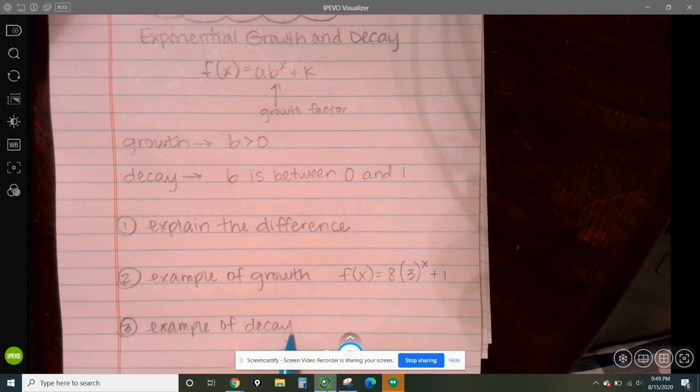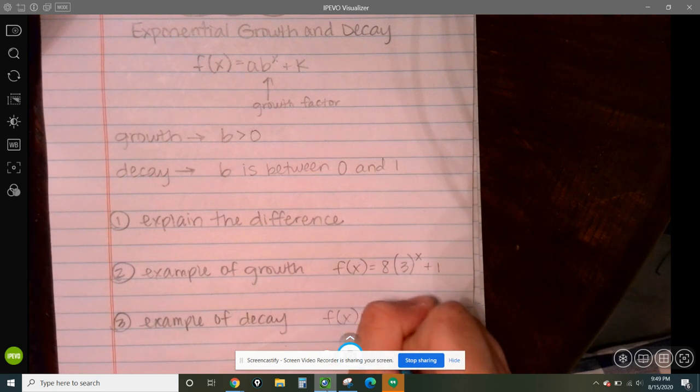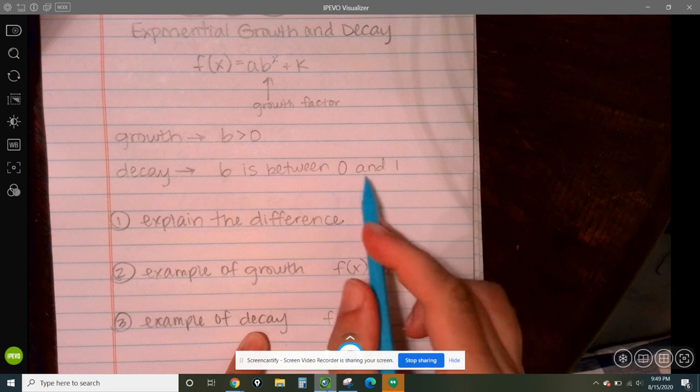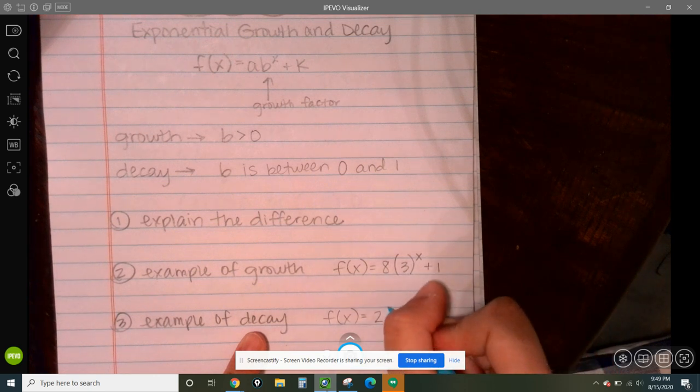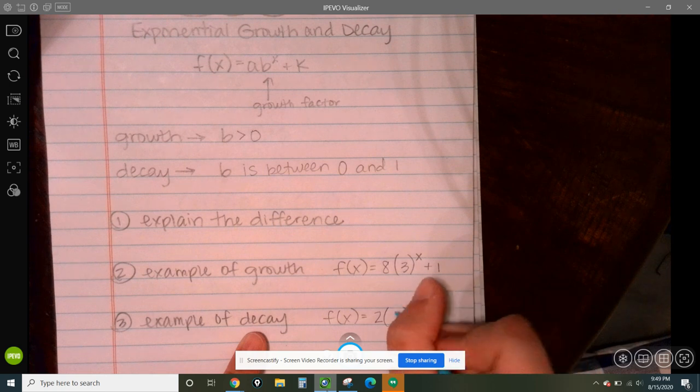Then you have to come up with an example of exponential decay. So same thing, you're going to get to come up with your own numbers. What matters here, since you're making an exponential decay, it matters that the growth factor is between 0 and 1. So I can pick anything I want for my a. Let's say this time I pick 2. Then my growth factor has to be between 0 and 1. So some sort of fraction or decimal, I'm going to choose, how about 2/3?